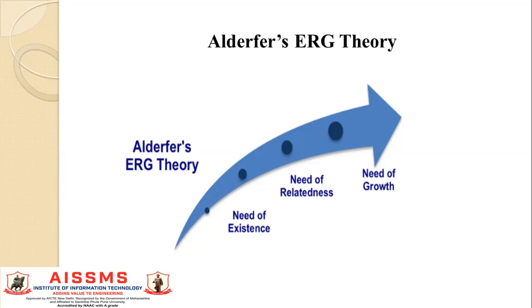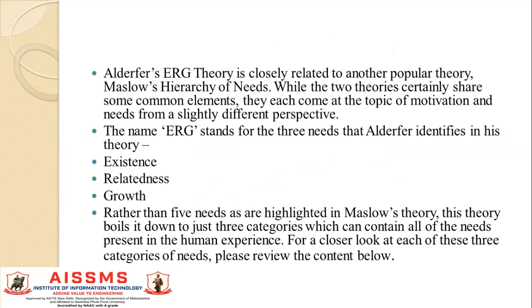Let's see this theory in detail. This theory is closely related to Maslow's hierarchy of needs. But in Maslow's hierarchy of needs, we had seen that Maslow divided it into 5 categories in the form of a pyramid. Here, Alderfer has divided it into 3 parts: first, existence, secondly, relatedness, and finally, growth. So, let's have a closer look at each of these categories of needs.